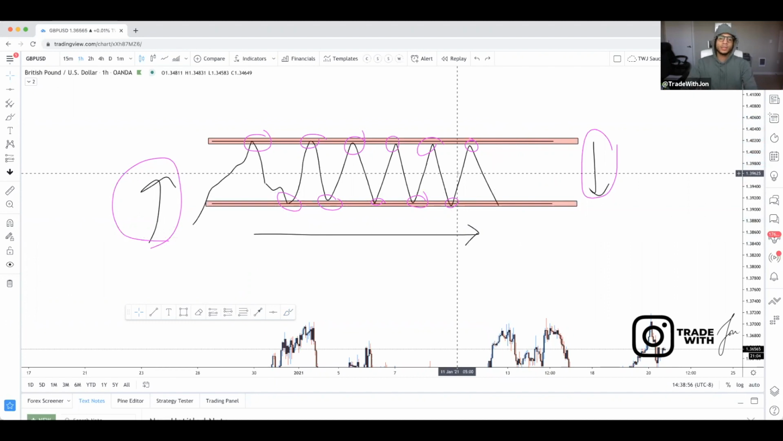But ultimately, guys, support, resistance, that's all there is to it. You want to look for areas where price hits that resistance point and immediately falls back down, numerous times.